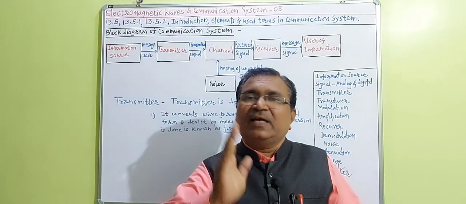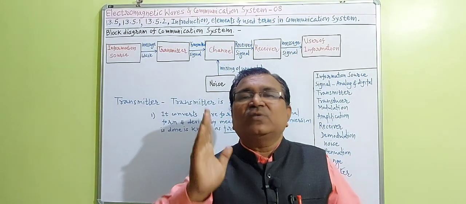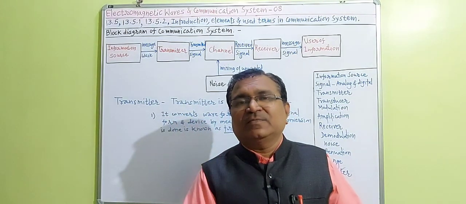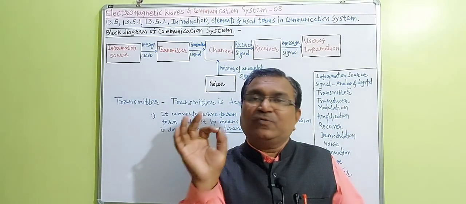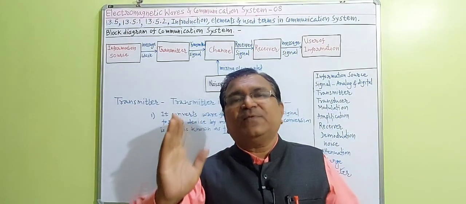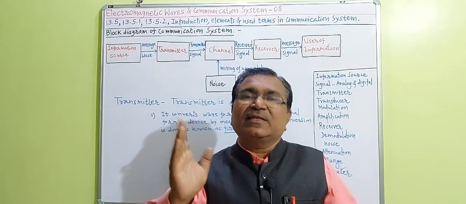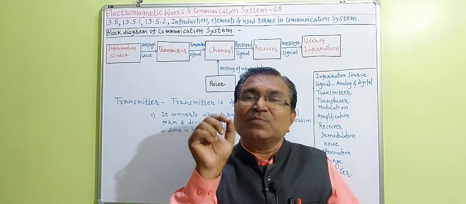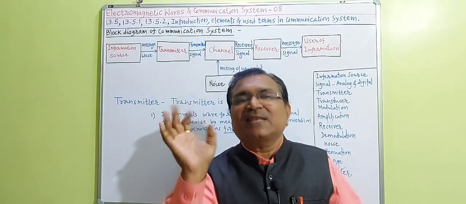LF signal is converted into HF signal. This is the best way of understanding the article. LF to HF. The conversion of LF to HF signal, low frequency signal to high frequency signal, this process is called modulation, and this modulation is done in the transmitter.